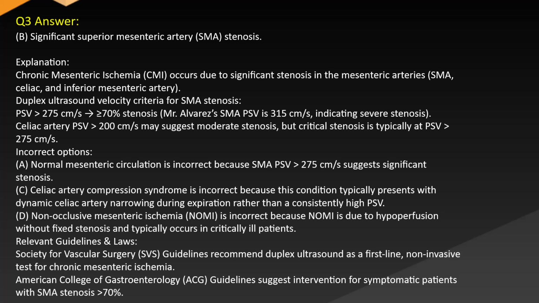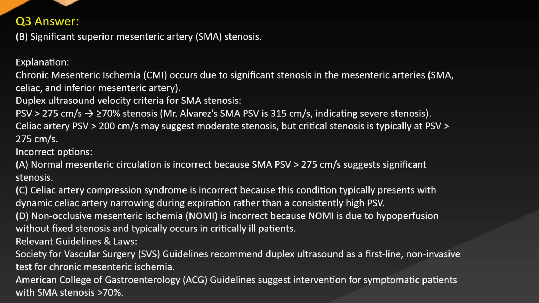Explanation: chronic mesenteric ischemia (CMI) occurs due to significant stenosis in the mesenteric arteries: SMA, celiac, and inferior mesenteric artery. Duplex ultrasound velocity criteria for SMA stenosis: PSV above 275 cm/s indicates 70% stenosis or greater. Mr. Alvarez's SMA PSV is above that threshold, indicating severe stenosis. Celiac artery PSV of 200 cm/s may suggest moderate stenosis, but critical stenosis is typically at a PSV above 275 cm/s. Incorrect options: A. Normal mesenteric circulation is incorrect because SMA PSV above 275 cm/s suggests significant stenosis.